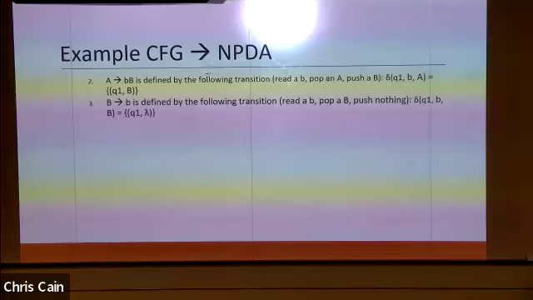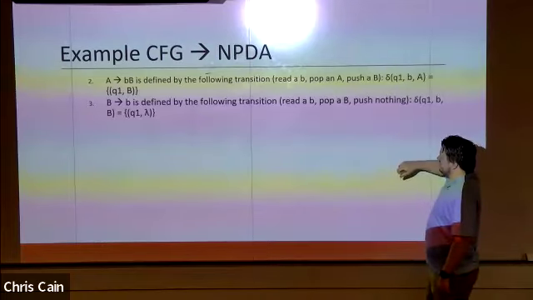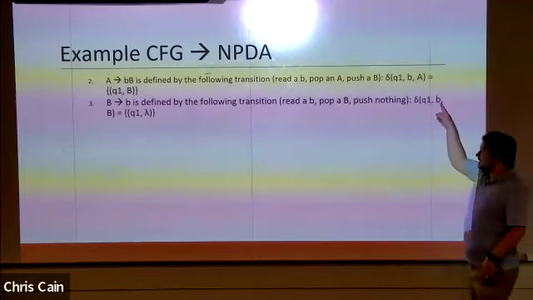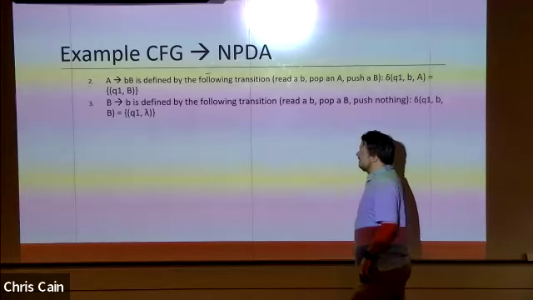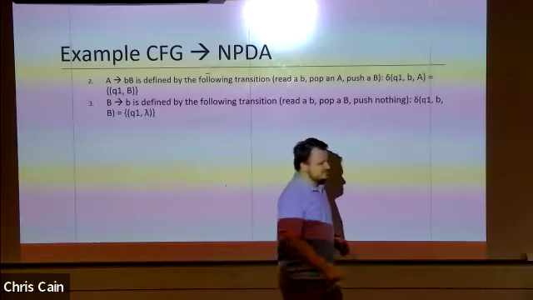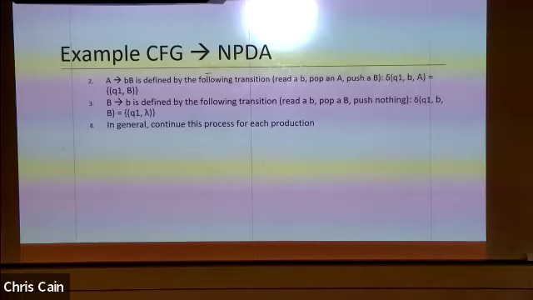Last rule was capital B arrow lowercase b. We're going to read a b, pop a B, push nothing. Note that we're still moving from Q1 to Q1. Read a b, pop a B, push nothing. In general, all you should do is just continue this process for every single production.